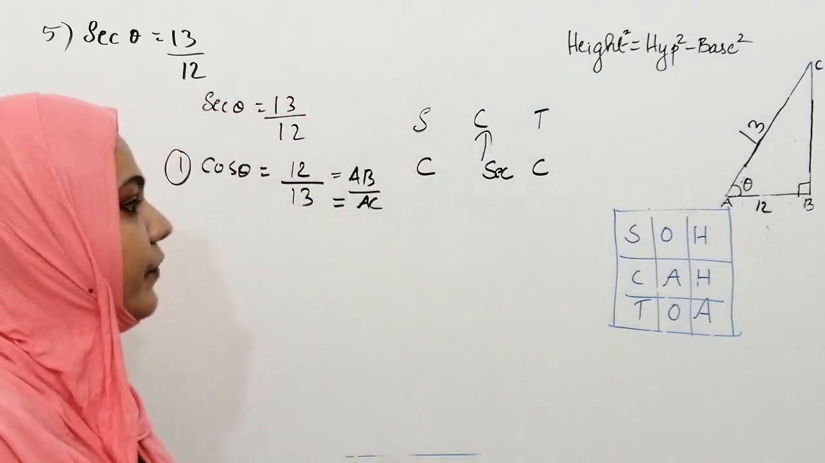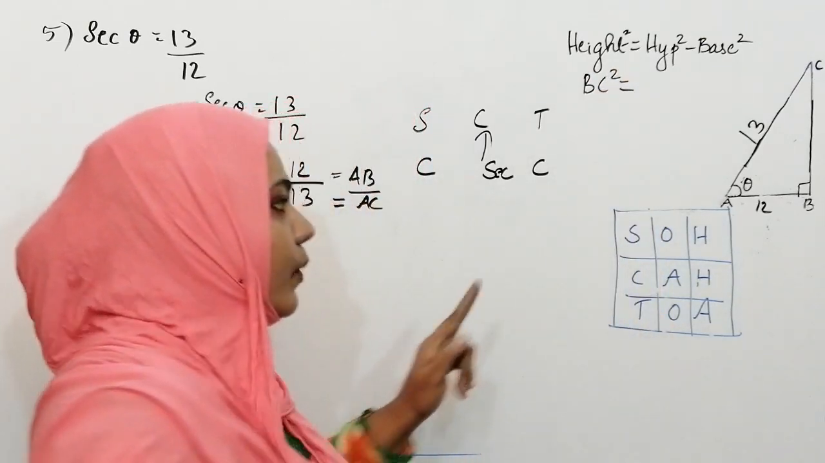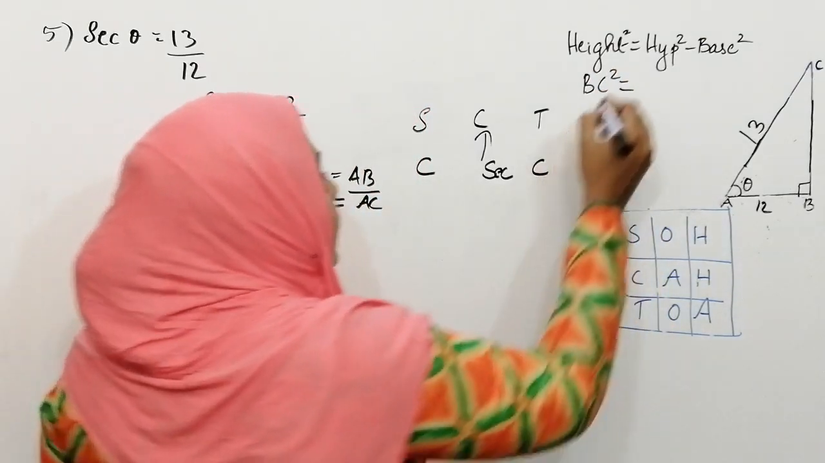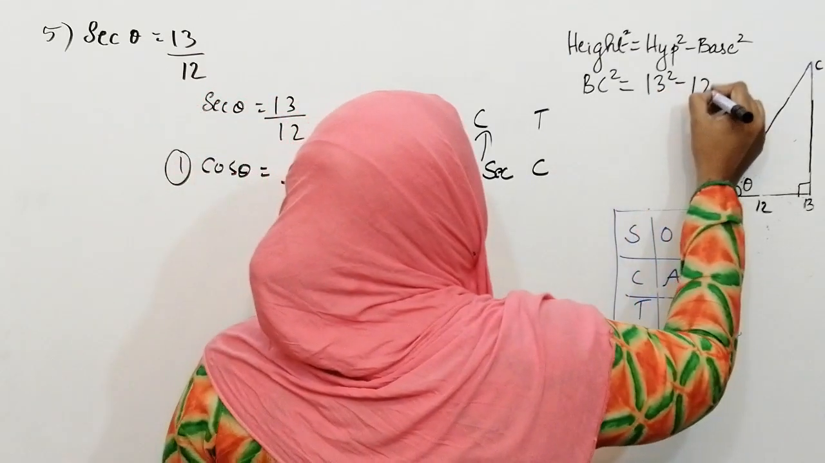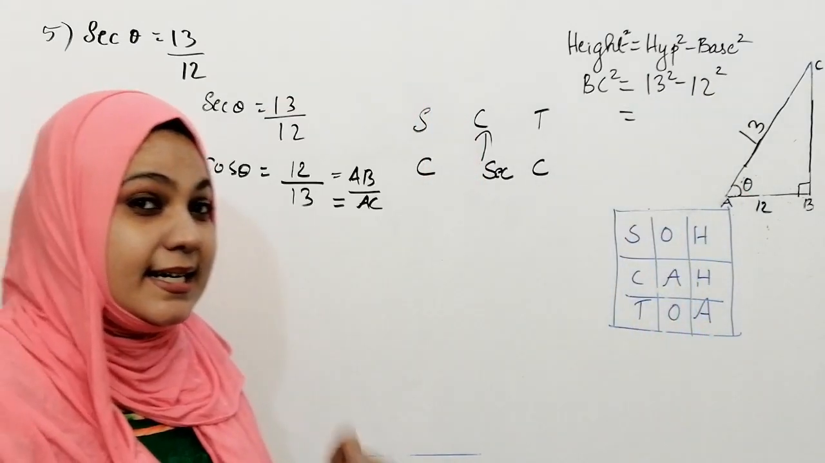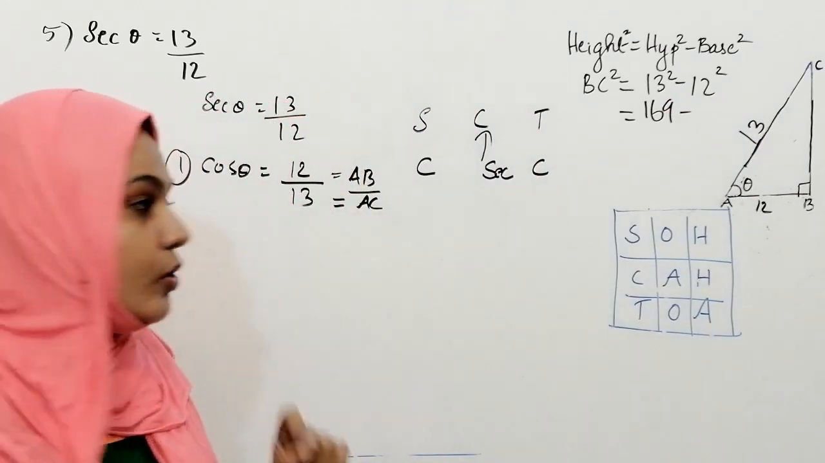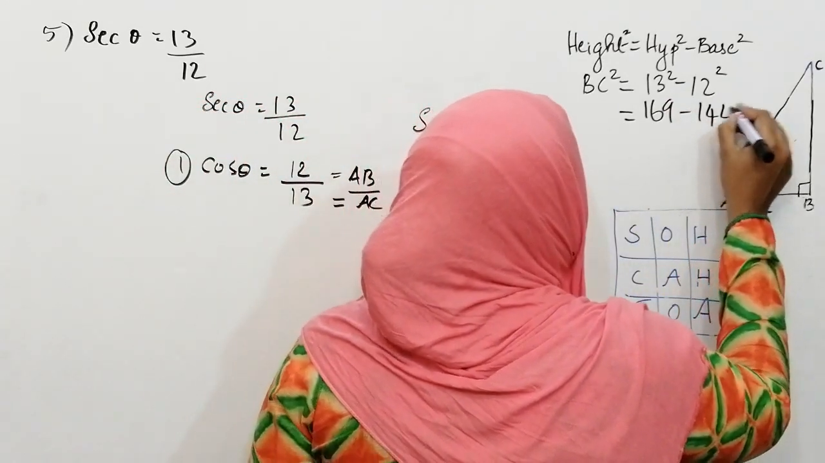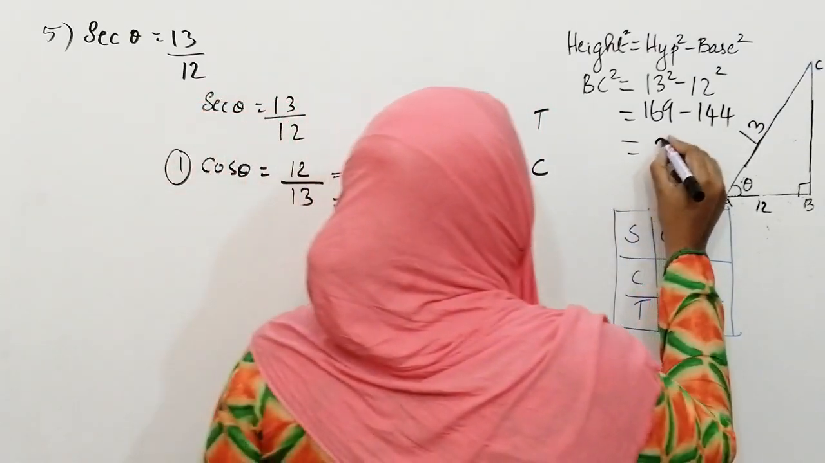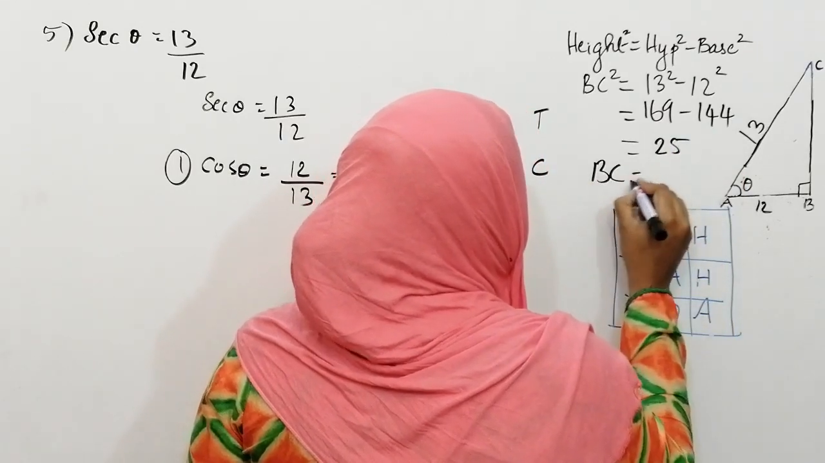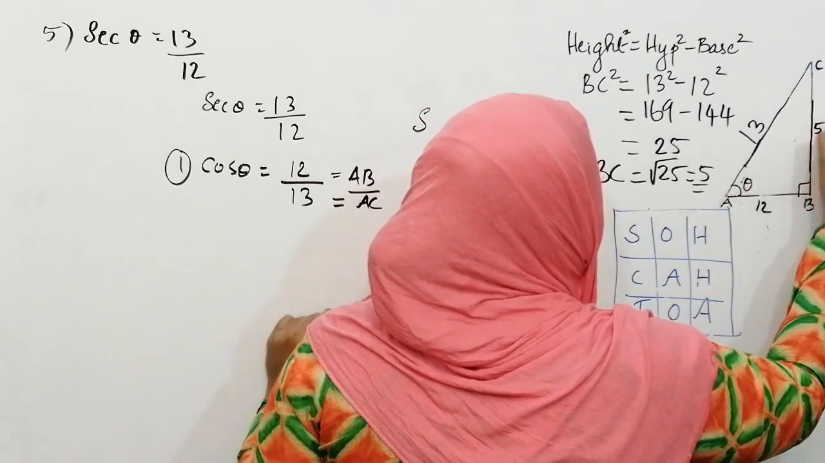So let's see how we can find the height square. Height means BC. So BC square is equal to hypotenuse. What is the measurement of hypotenuse? 13 square, minus, what is base here? AB, that is 12 square. 13 square means 13 into 13, that is 169, minus 12 square means 12 into 12, that is 144. So here you can see 169 minus 144, that is 25. Therefore, BC is equal to square root of 25, that is 5. So we found the value for BC, that is 5.